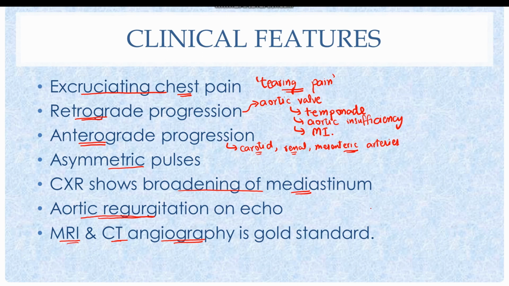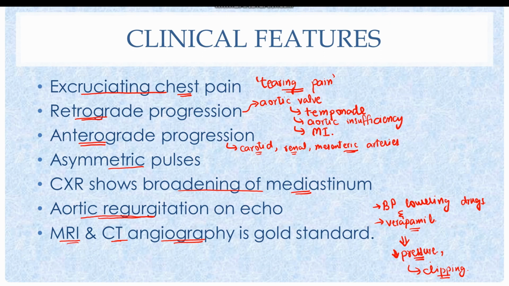Aortic dissection constitutes an emergency, and the medical management is with blood pressure lowering drugs and rate limiting calcium channel blockers such as verapamil. The blood pressure lowering drugs and verapamil decrease the pressure and force on the aortic dissection, giving sufficient time for the clipping of the aortic dissection.